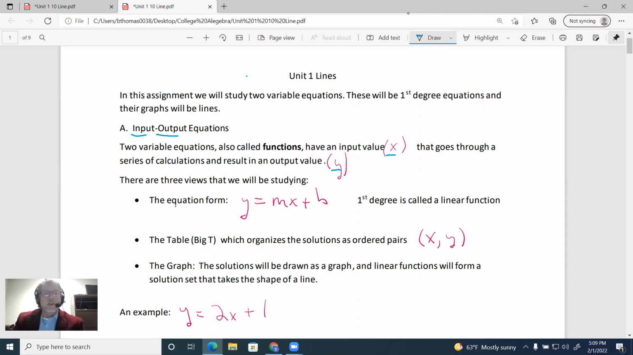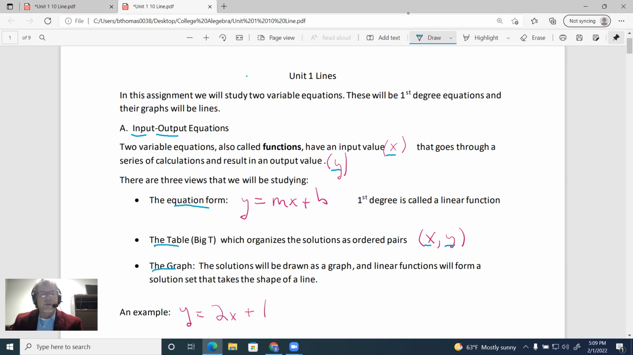The first view is going to be the equation form. So we're going to be looking at equations in the form of y equals mx plus b. So this is going to be a first degree equation, and it's also called a linear function. The other view we're going to look at is what's called the table view. We're going to use big T. And what it's going to do is it's going to organize our solutions as ordered pairs. So we're going to have this x coordinate and this y coordinate. And we're going to be using those to graph. So that's the third view.